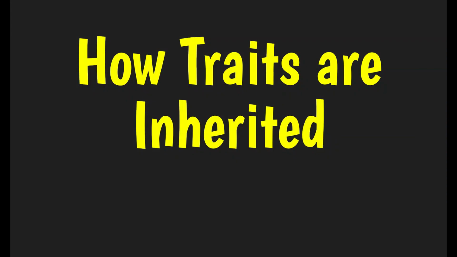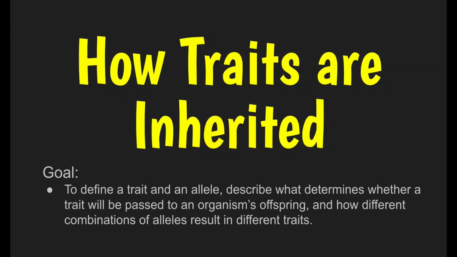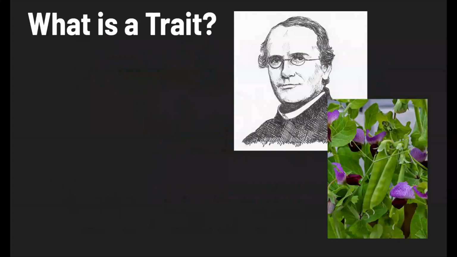Today we're going to talk about how traits are inherited, and the goal of this video is to define a trait and define an allele, and to describe what determines whether a trait will be passed to an organism's offspring and how different combinations of alleles result in different traits. That's a lot of ground to cover, so let's get started.